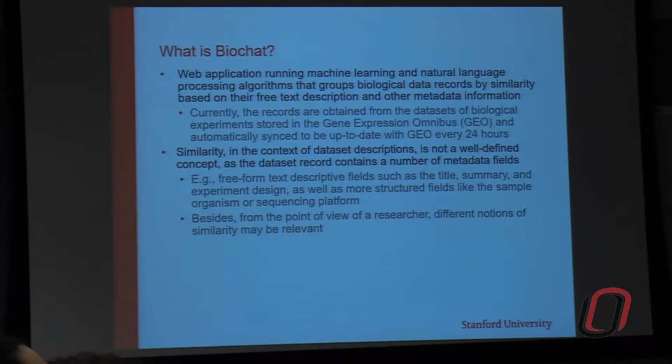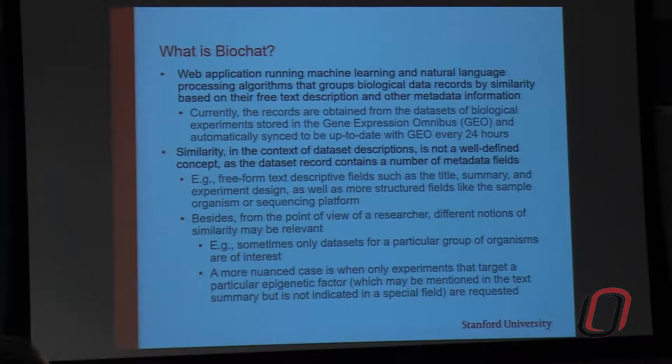As I showed you, when you loop through the different options in the Biochat UI, you cycle through the different similarity methods, and then you look at the output. And the output that you like, you're naturally going to click on it because it's curiosity driven, right? You want to learn more about the study that produced it. Sometimes you might want to focus only on a particular group of organisms, whether it's the same organism as your search query, or perhaps two or three or four different kinds. And then there are more nuanced cases when only experiments that target a particular epigenetic factor are requested.